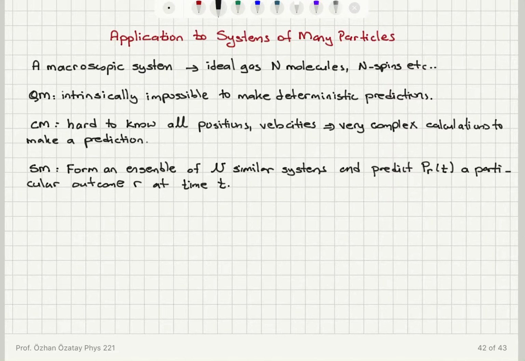So for systems of many particles, macroscopic systems, it's quite obvious that we cannot make deterministic predictions using quantum mechanics. With classical mechanics, it's very difficult to make a prediction because you have so many particles. You have to know all the positions and velocities and the forces acting on these particles in order to calculate where they will be after a certain time. Statistical mechanics says you can form an ensemble of similar systems, and as n goes to infinity, you will get a better answer. You can do the experiment and see the relative frequency of the occurrence of an outcome, and that will give you the probability of the outcome at a certain time t.